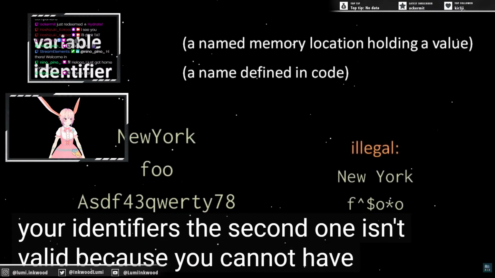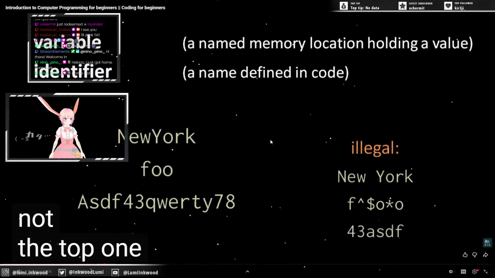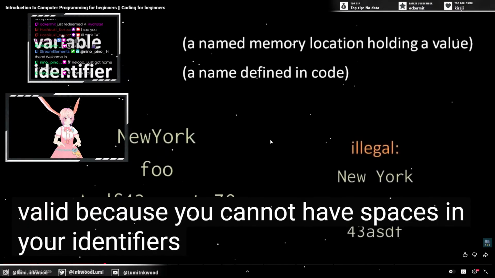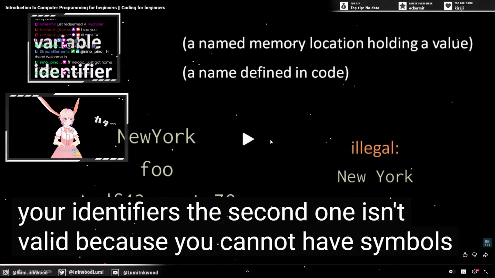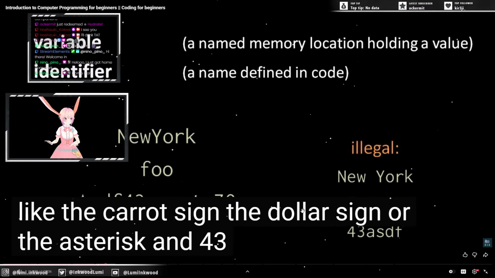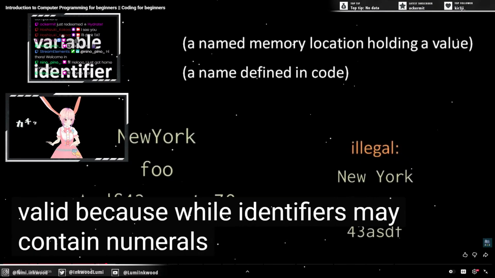The second one is invalid because you cannot have symbols like the caret sign, the dollar sign, or the asterisk. And the one here, New York, is not valid because you cannot have spaces in your identifiers. And 43 ASDF, that is not valid because while identifiers may contain numerals, they cannot begin with numerals, they must begin with a letter.